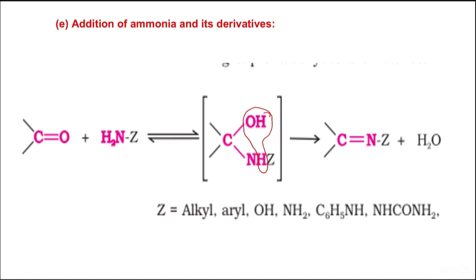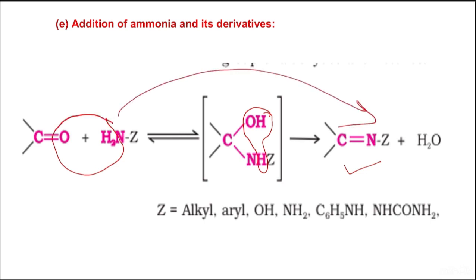Water is lost, and finally, you get this product after elimination. Now, quickly, if you have to predict the product, you can show removal of H2O and the remaining part will give you the product. This is an easy way to understand, but it does not mean that ammonia and its derivatives are acidic in nature.